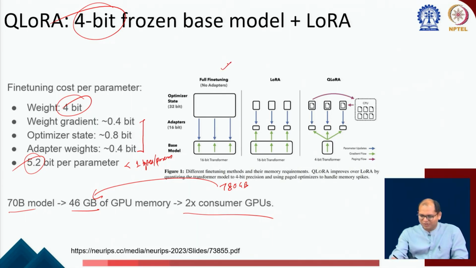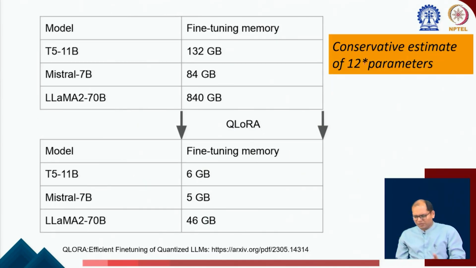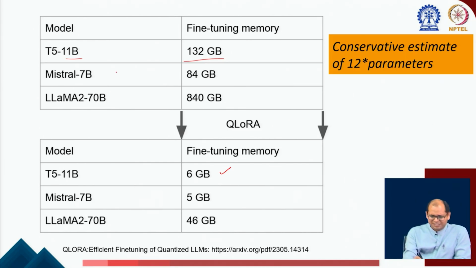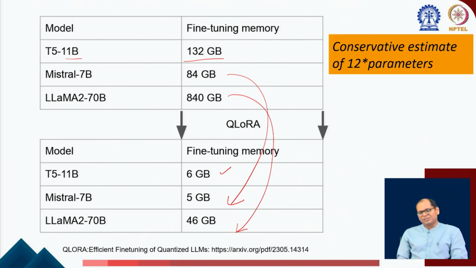So this is the full fine tuning, LoRA and QLoRA, and they had various tricks for achieving this. So this is again some examples like the T5 11 billion model. You may need at least 132 GB for full fine tuning, but with QLoRA you can do it with just 6 GB, right? Much more reasonable. Mistral 7B 84 to 5, Llama 2 70B 840 to 46 GB, right? So you see the amount of memory that you are saving.